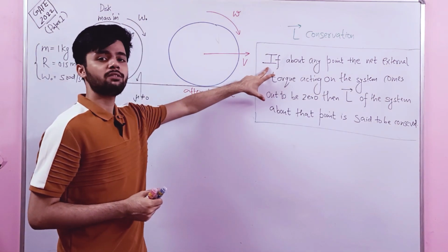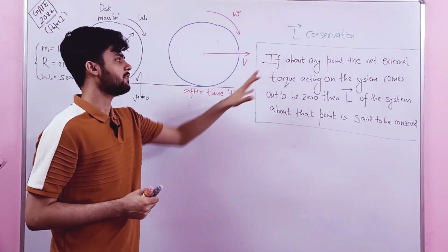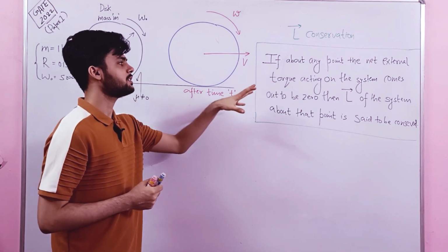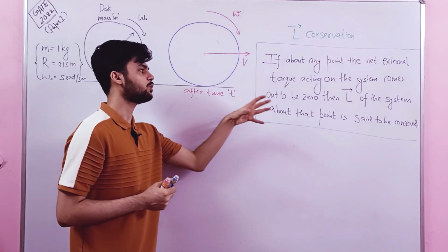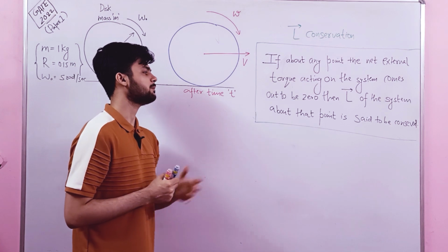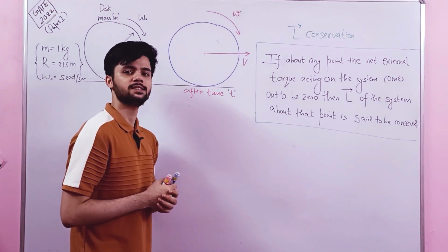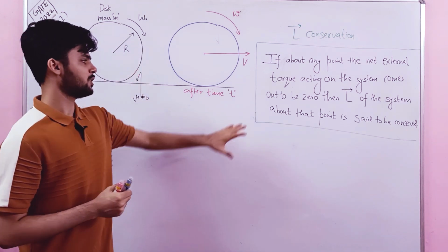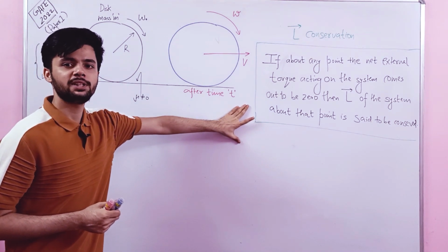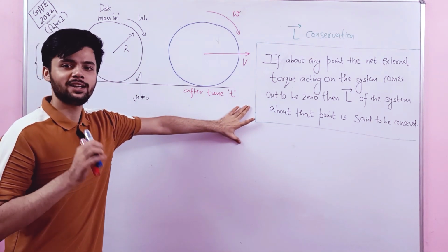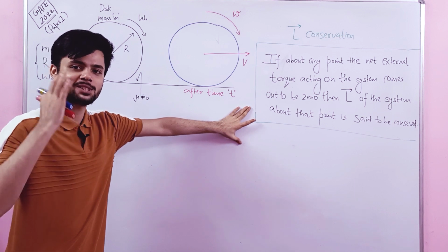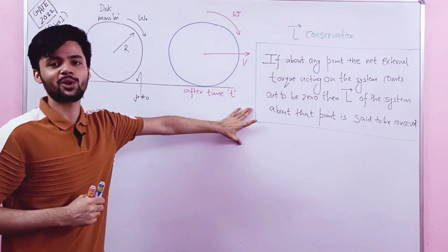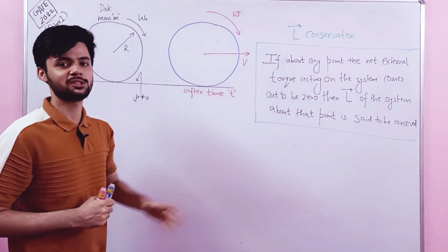I have written one statement on the board: if about any point the net external torque acting on the system comes out to be 0, then angular momentum of the system about that point is said to be conserved. Some of you might be thinking, what did he just say? It went over your head. You do not need to worry. I am going to explain the whole statement.